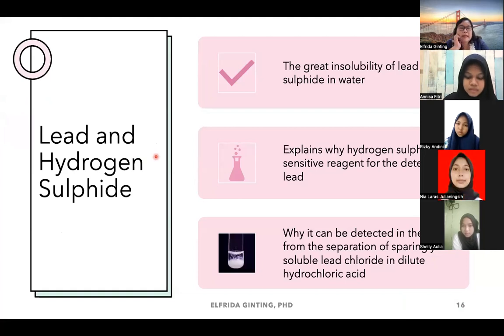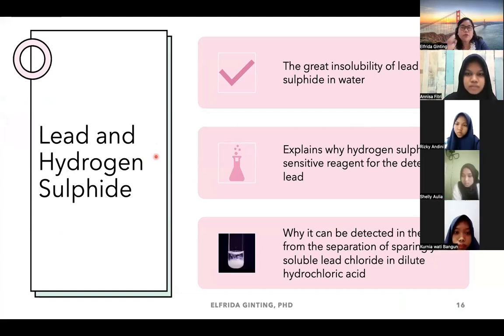Now let's see lead and hydrogen sulfate. Lead is not soluble in hydrogen sulfate. Why? Because when you mix lead and hydrogen sulfate, it will form lead sulfate. So it is the great insolubility of lead sulfate in water.